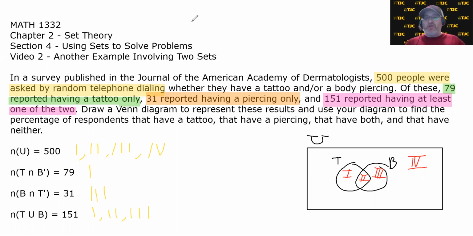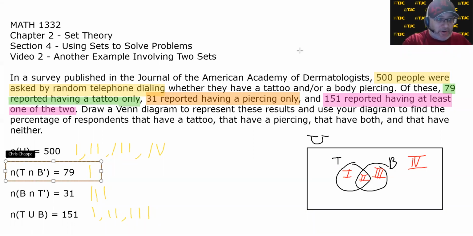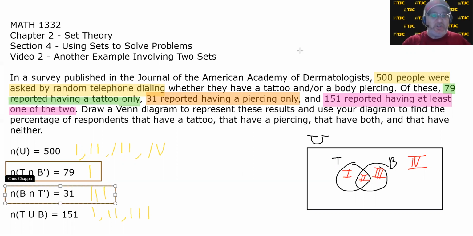So of the 4 numbers that they gave us, not one of them, but 2 of them represent a single region. That's a great start. If they give you a number that represents multiple regions, like the 151, I don't know what to do with it yet, because if 151 represents the cardinality of regions 1, 2, and 3, I don't know how to split up the 151 yet. But when they give you a cardinality that represents a single region, there's only one thing to do with it: put it in that region.